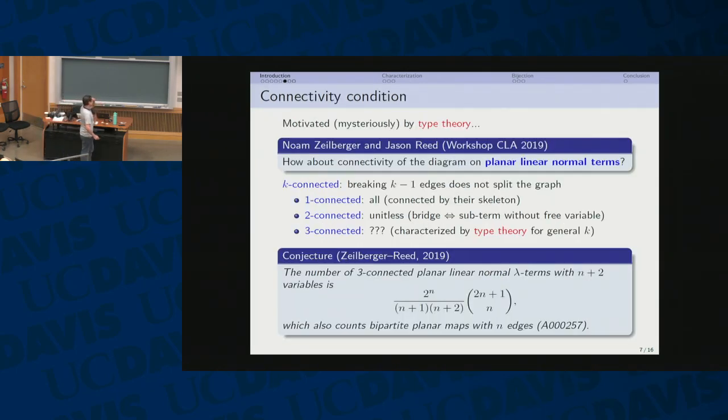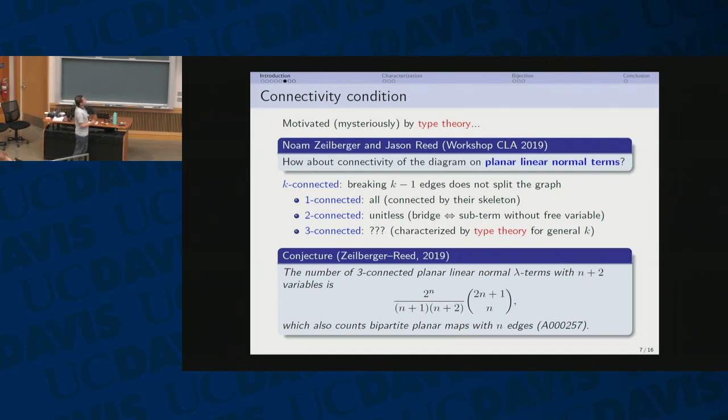In 2019, Noam Zeiberger and Jason Reed asked themselves a very strange question, somehow motivated by type theory. They looked at planar linear normal terms and tried to classify these terms by the connectivity of the diagram. And connectivity here means edge connectivity, meaning that a graph is k-connected if deleting any k-1 edges will not disconnect the graph. Now if we look at diagrams of lambda terms, we'll see that all of these are one-connected, because you have the skeleton that connects everything.